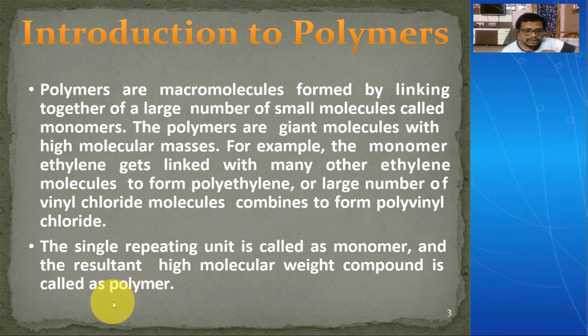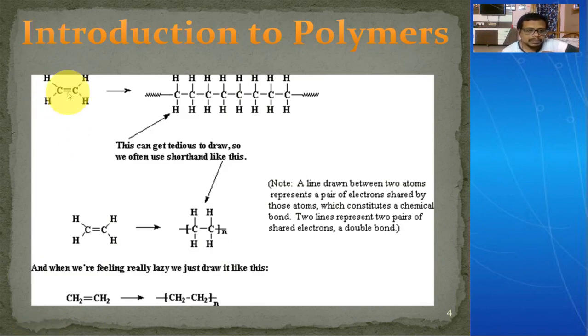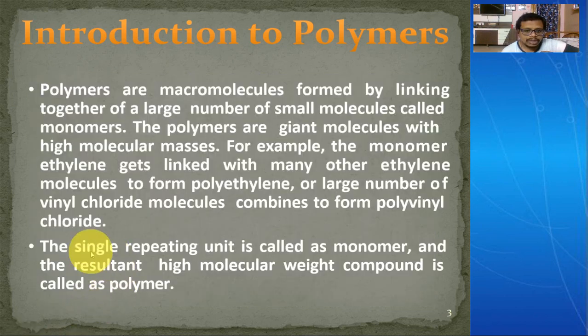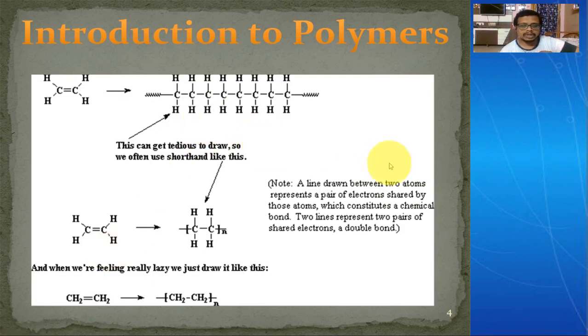Okay, so let us look at the known examples which are called monomers, right? See ethylene, which has a double bond, and this breaks to form a chain. That is called a monomer, right? The single repeating unit is called a monomer, and the resultant is a high molecular weight compound. The monomer ethylene gets linked with many other ethylene molecules to form polythene, like one molecule combining with another molecule, right? We can see this reaction here.